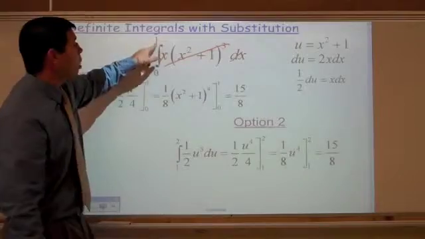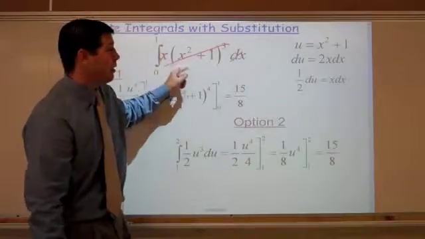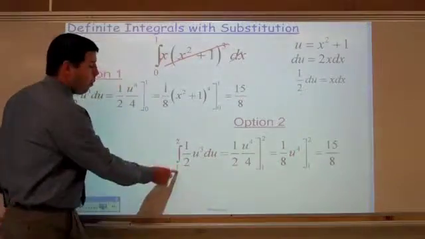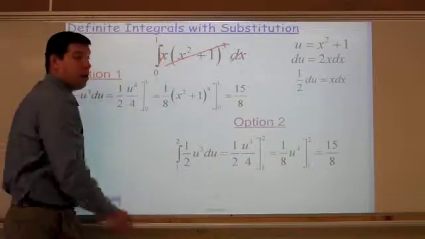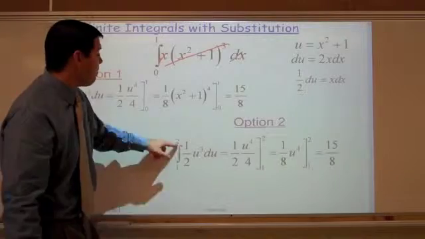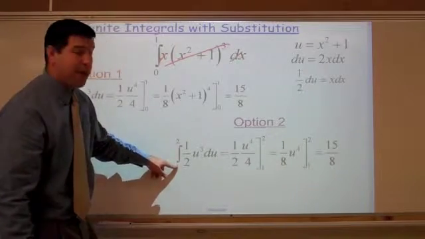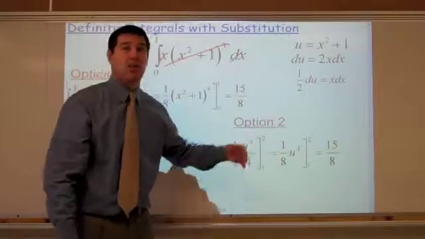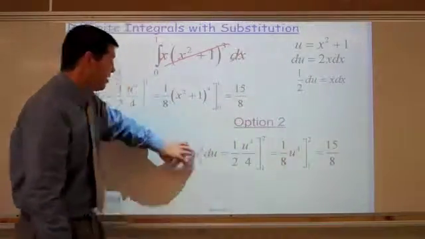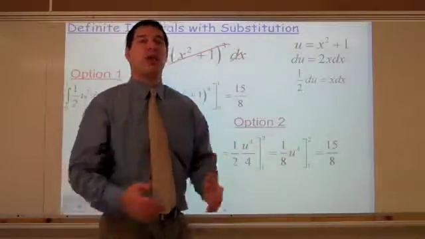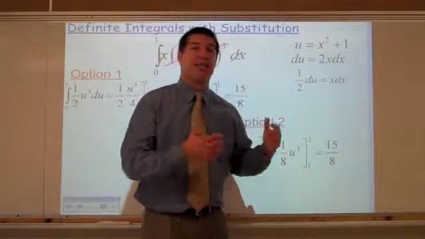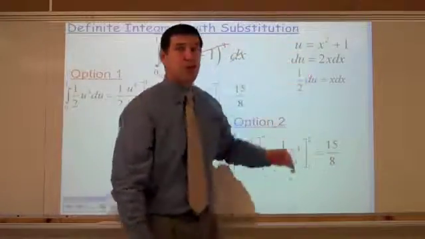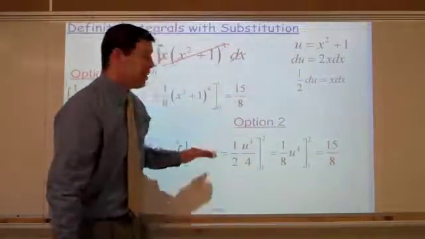My upper limit was 1 when I was talking about x's. 1 squared plus 1 is 2. So I'm going to go from 1 to 2 instead of from 0 to 1. I changed my limits because, instead of going all the way through and then back substituting and plugging in again, I can just stick with u's. Because you're not looking for an equation, a function, an antiderivative, you're looking for the value of the area under the curve. So as long as your substitution is consistent and correct, you'll get the same value.